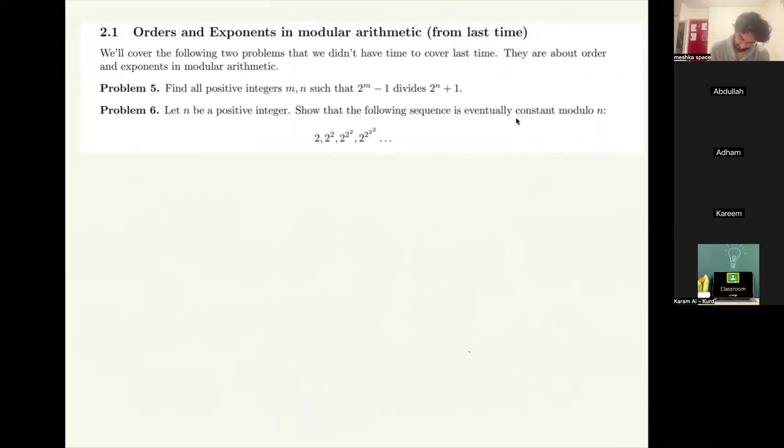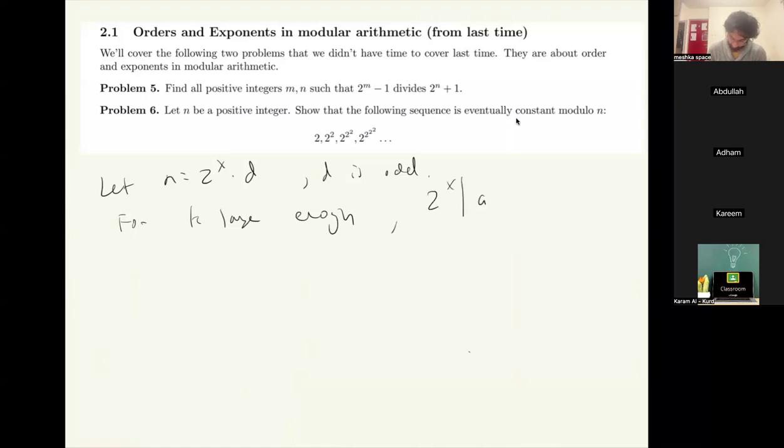So the first thing we should do is say, okay, let n, as you said, equal 2 to the x times d, where d is odd. For k large enough, certainly 2 to the x divides a sub k. So it's constant mod 2 to the x. It's 0 mod 2 to the x. So the sequence is 0 mod 2 to the x.